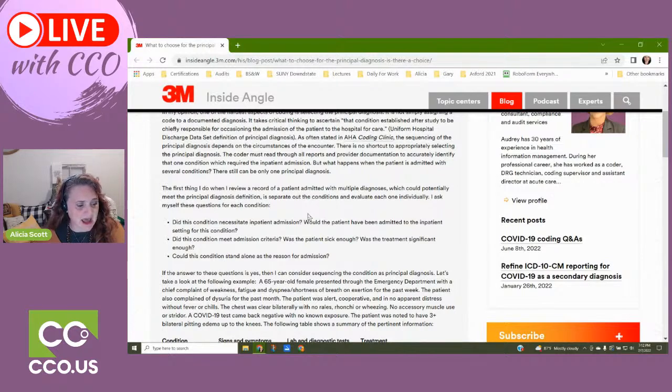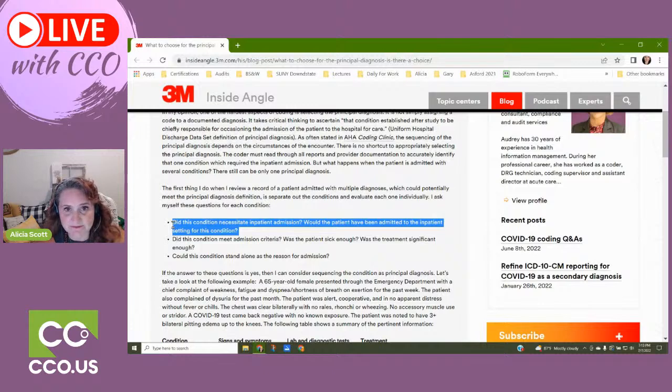She says, I ask myself these questions, and that's another reason why she resonated with me when I read this article, because I'm always telling myself, and you have to ask yourself this question, and then this question, and then that'll give you the answer. You'll be able to break it down and determine. The first thing is, did this condition necessitate inpatient admission? And then, would the patient have been admitted to the inpatient setting for this condition?